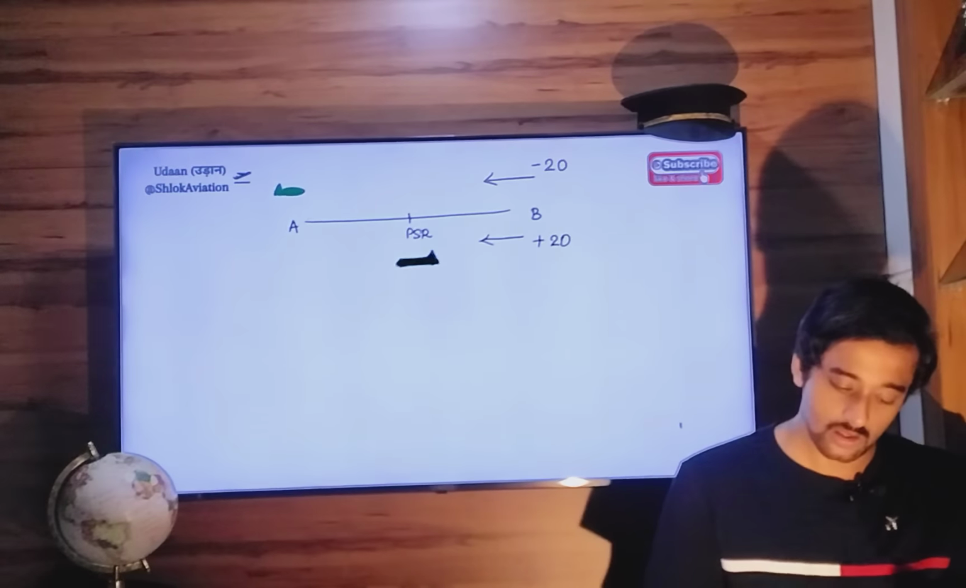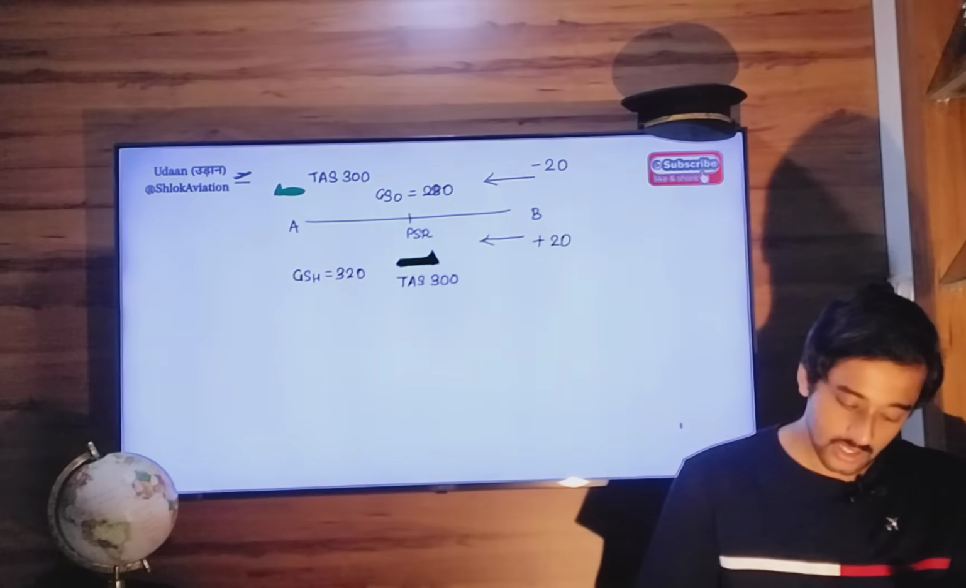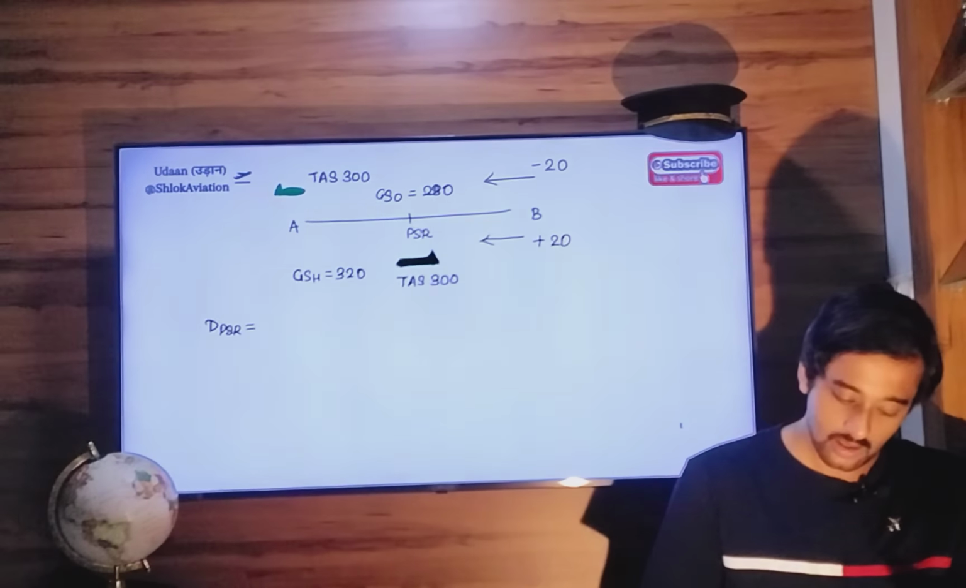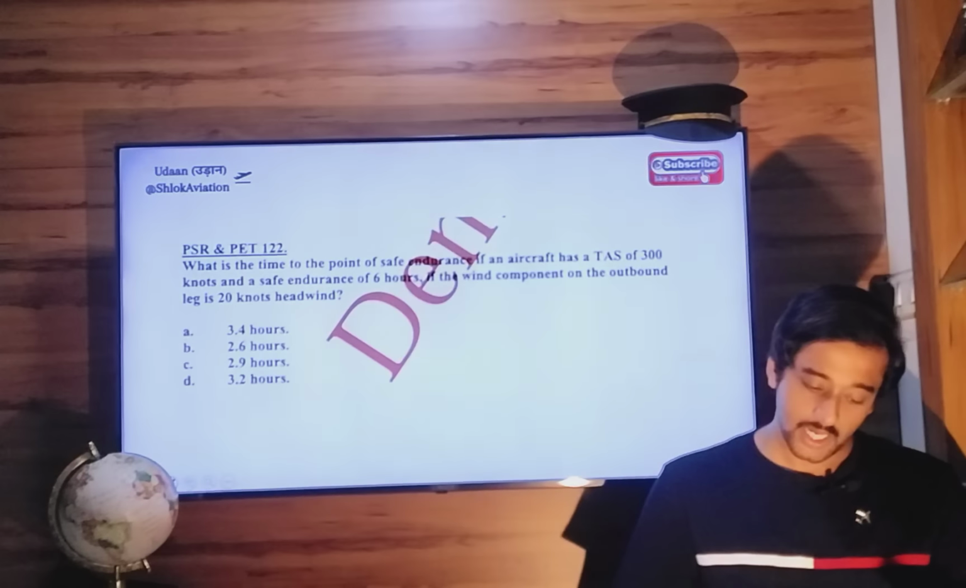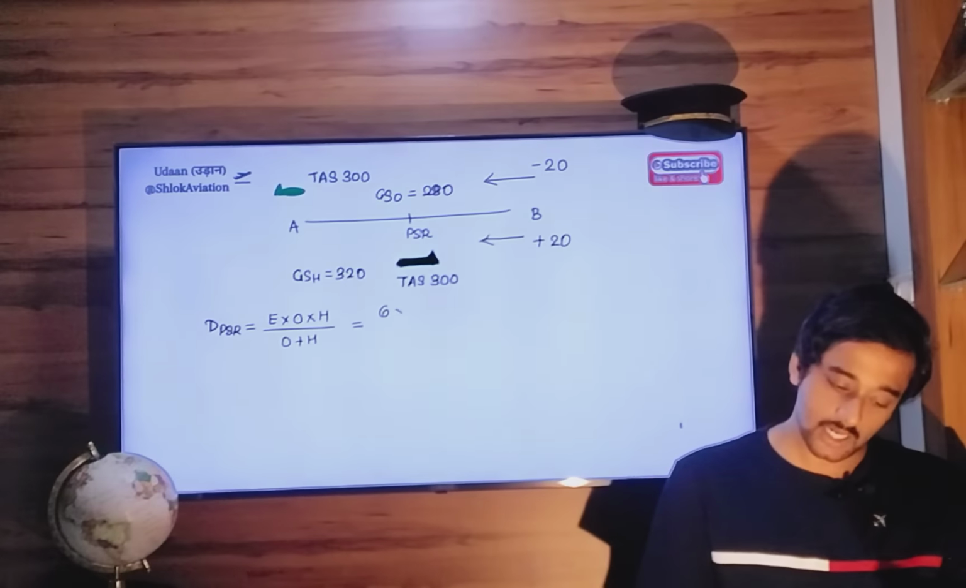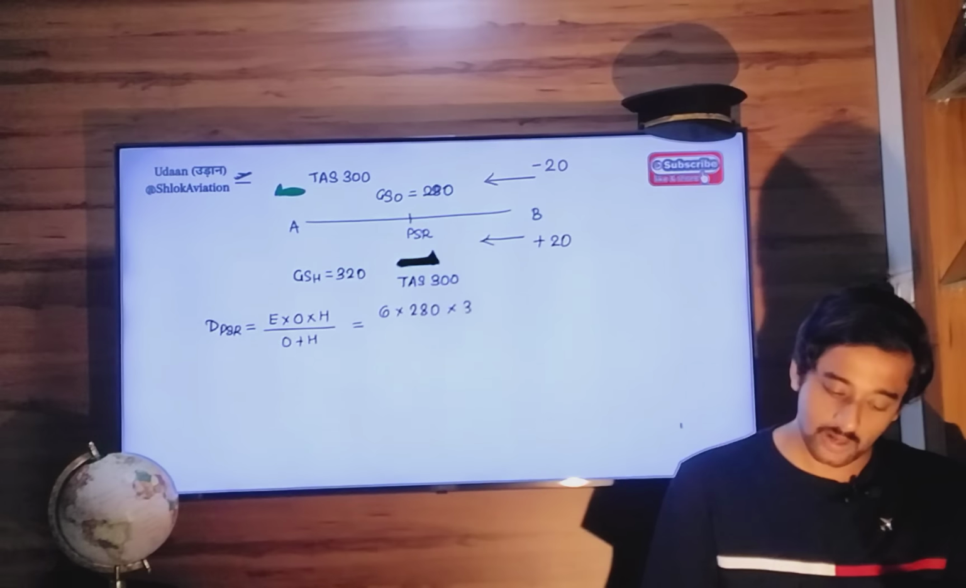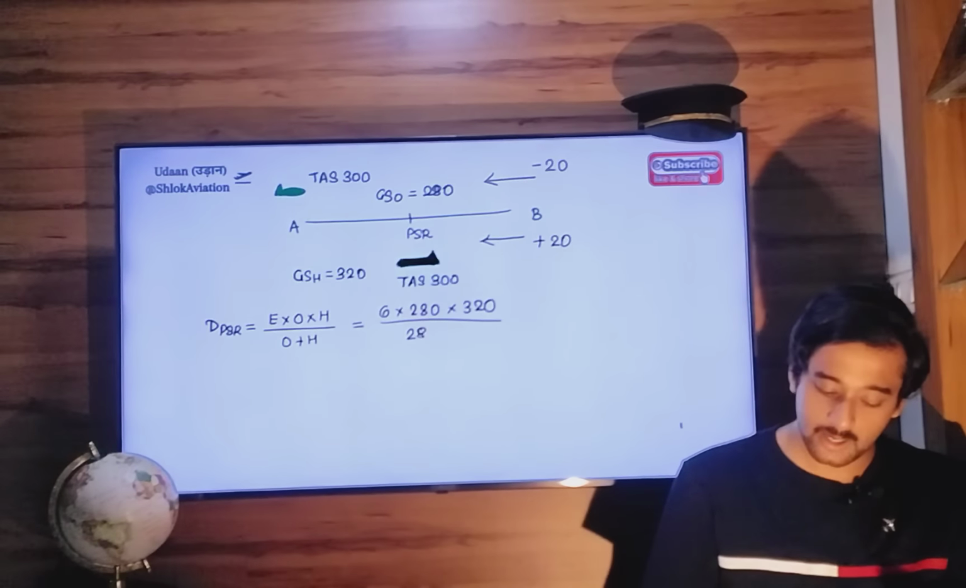TAS 300. So outbound ground speed will be 300 minus 20, 280. Homebound speed will be 300 plus 20, 320. So distance to point of safe return will be endurance into outbound into homebound divided by outbound plus homebound. So what is endurance? 6 hours. So 6 into 280 into 320 divided by 280 plus 320.